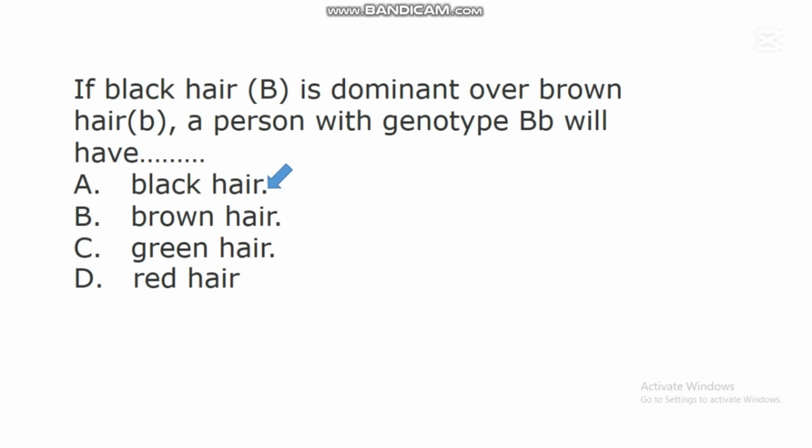Black hair. So, if black hair is represented by a capital letter B, and this black hair is dominant over brown hair, a person with this genotype, BB, will have black hair because the black hair is dominant over the brown hair. A dominant trait is a trait that expresses itself in an organism, but a recessive trait is masked by the presence of dominant traits.